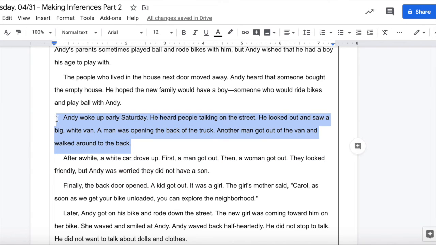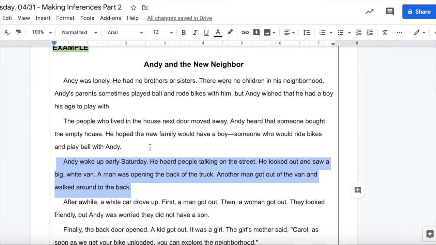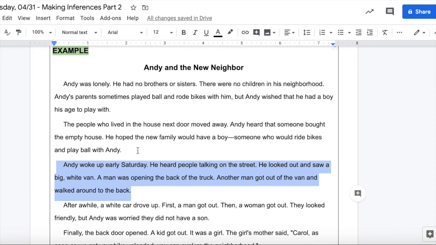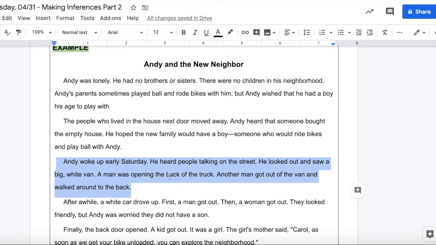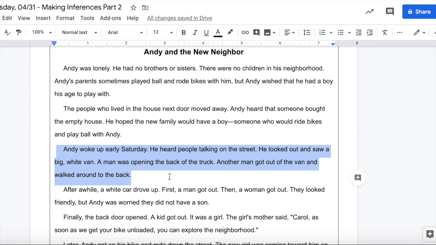So who are these two men in the third paragraph that the question is talking about? Since there's a white truck, since we know that there's a family that's moving in, and since these men don't seem to belong to the family that's moving into the house, we can make an inference that these men are driving a moving truck, right? Big white van, a moving van or moving truck, and that the people in the van are movers.